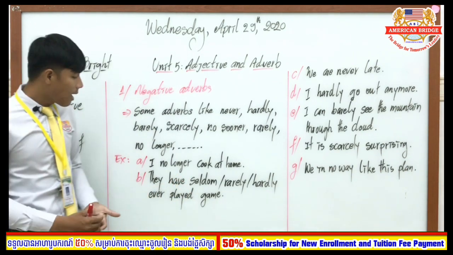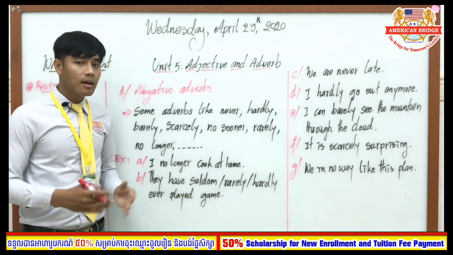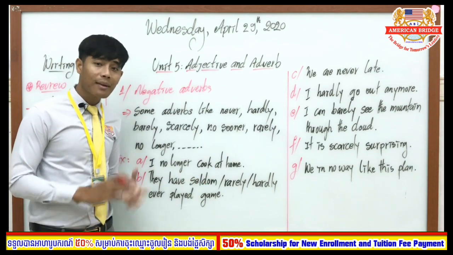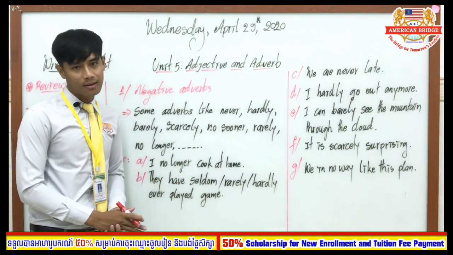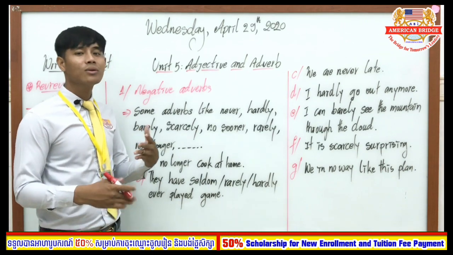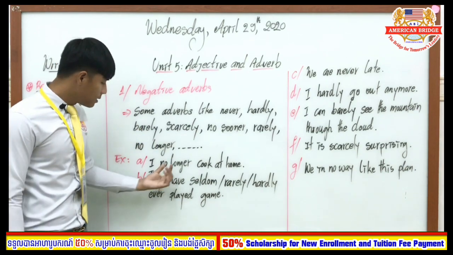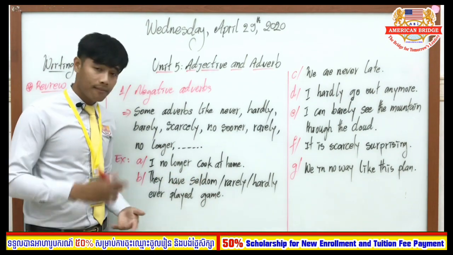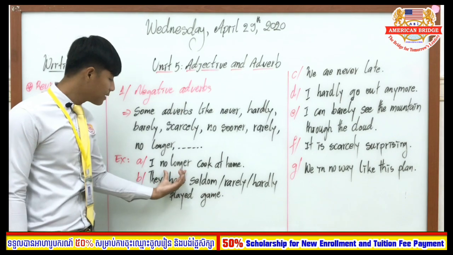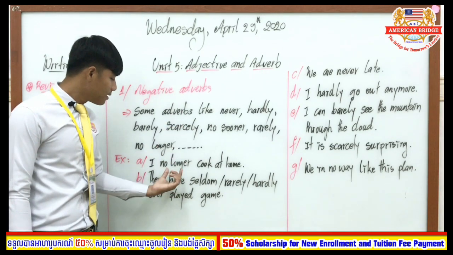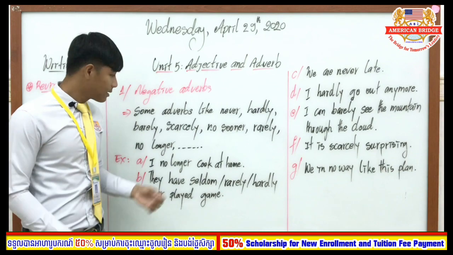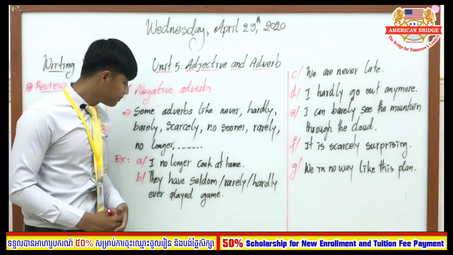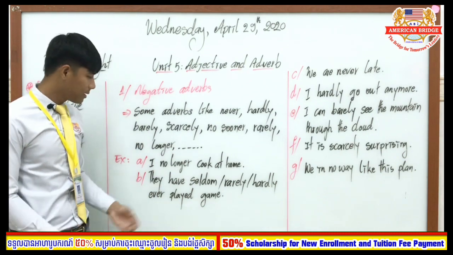Example: I no longer cook at home. I no longer cook at home means before you cooked at home, right? But now you don't cook anymore. So no longer makes this sentence negative. We write a negative sentence by using adverbs instead of the word not, right? Also we can use not.